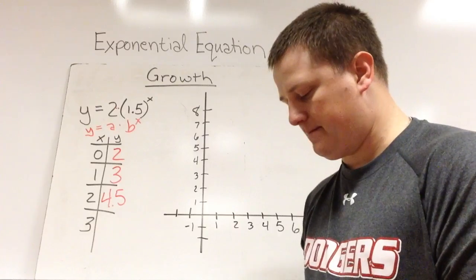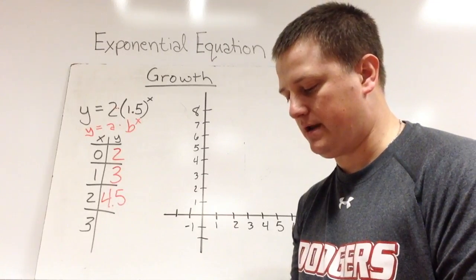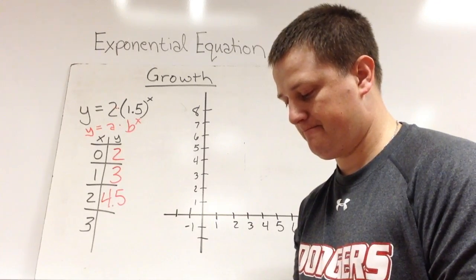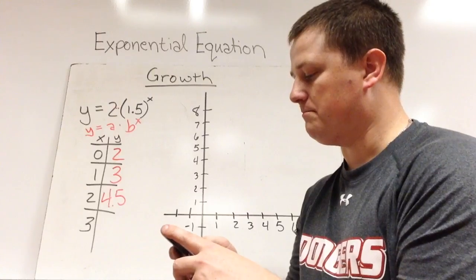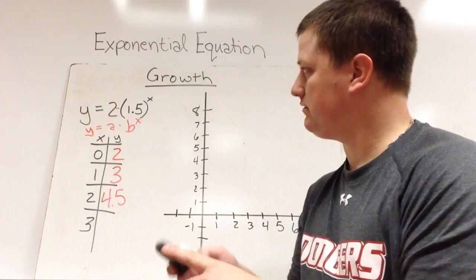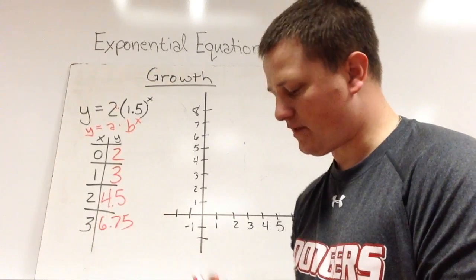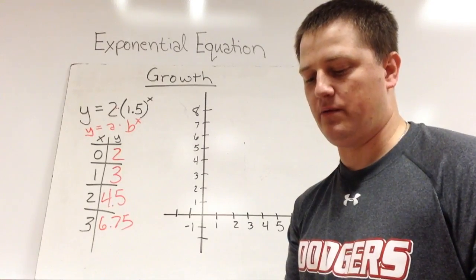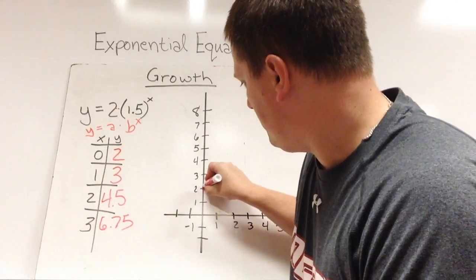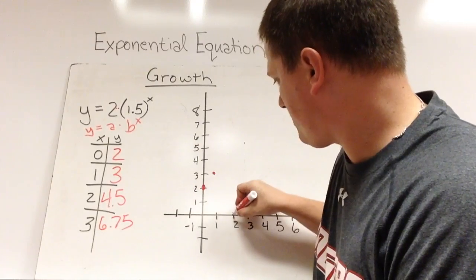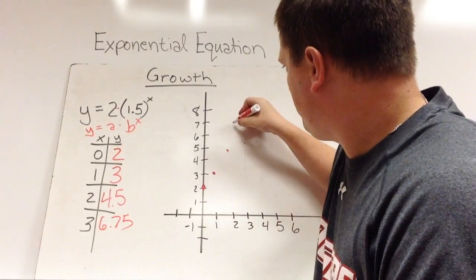Okay, and now I'm going to do the same thing with the power of 3. So I'm going to do 1.5 to the power of 3. Which I get 3.375. I'm going to multiply that by 2, and I get 6.75. So now we want to graph this and see what it looks like. So we start at 0, 2. We go 1, 3. We go 2, 4.5. And we go 3, 6.75.